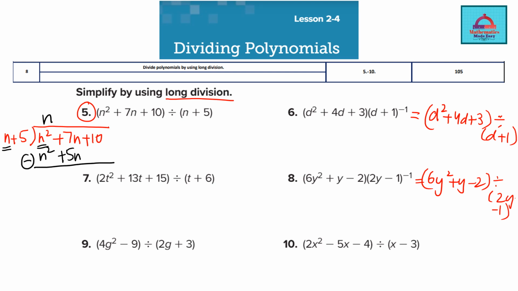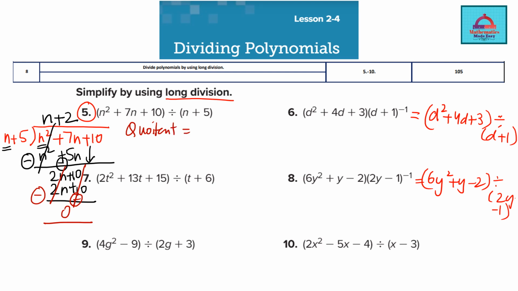Now you subtract. Why am I subtracting? I'm changing sign so that this gets cancelled, and 7n minus 5n gives you 2n, and you carry forward the 10. Now what should be multiplied with n to get 2n? That's a 2. So 2n and 5 times 2 is 10. Now I subtract both sides. 2n cancels, 10 cancels, so the remainder is 0. So it completes the long division. What is your quotient? N plus 2, I'll write here. The quotient is n plus 2 and the remainder which is left is 0.